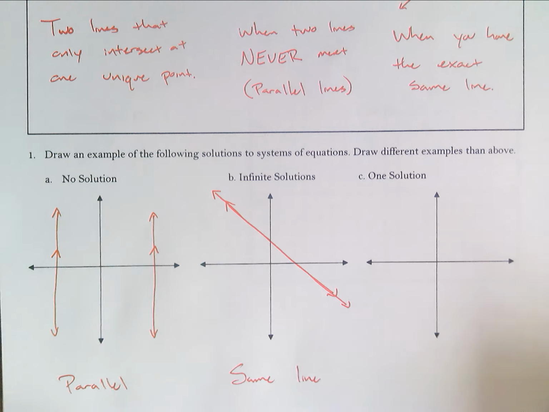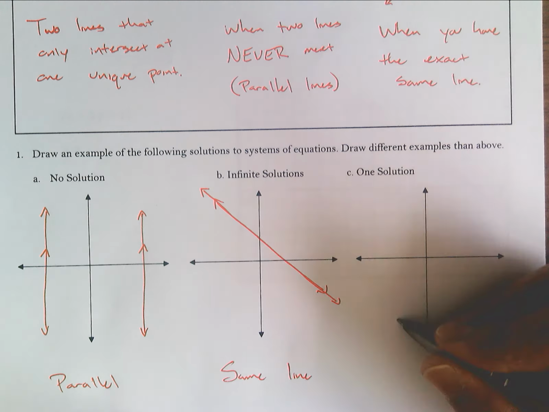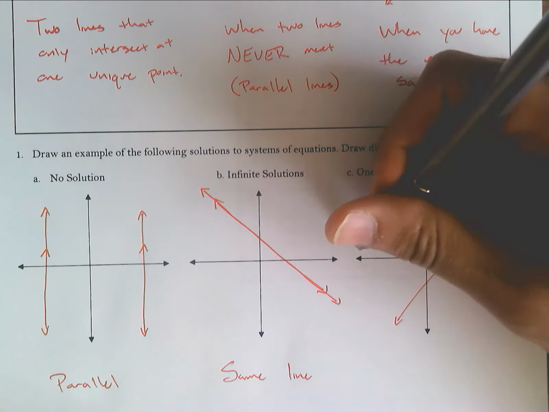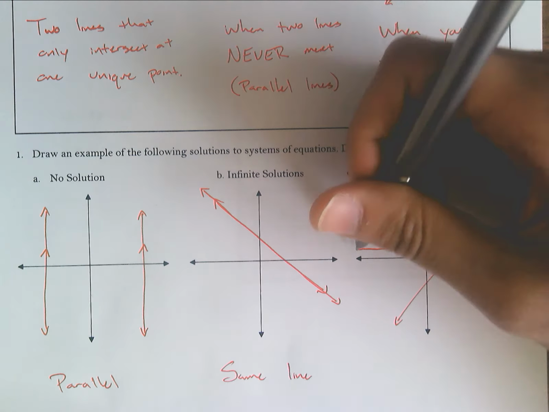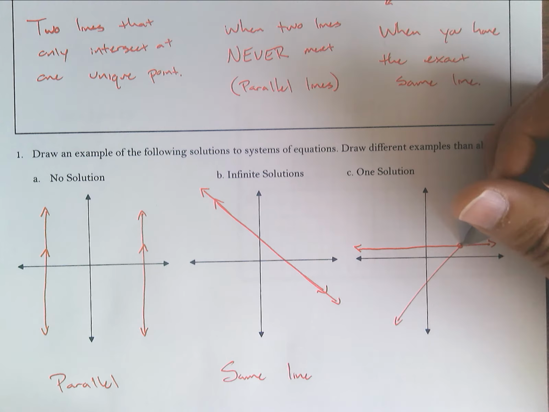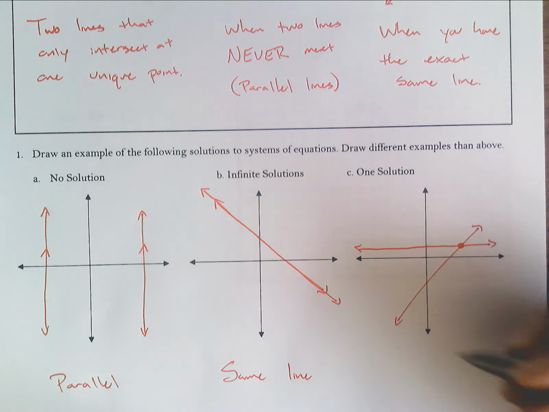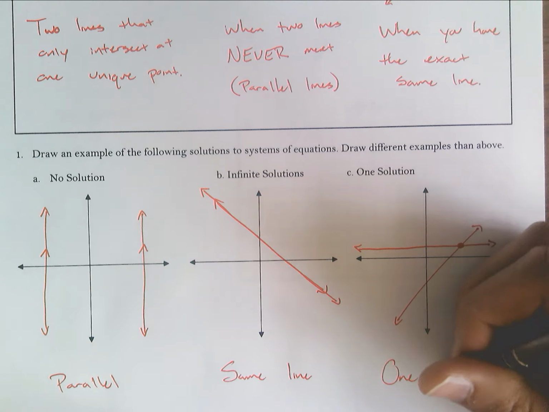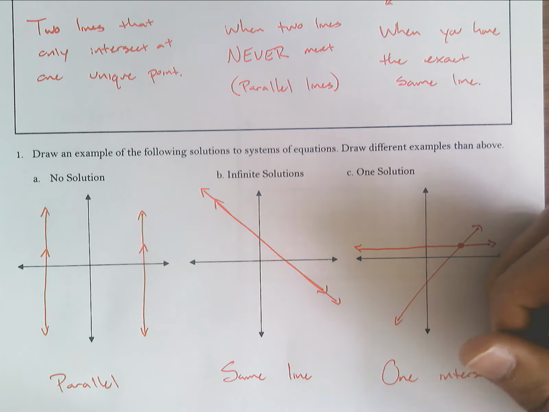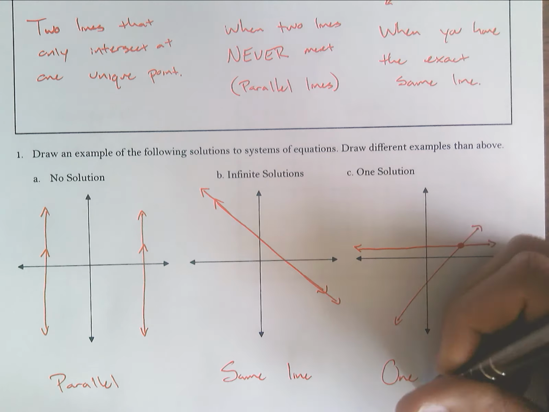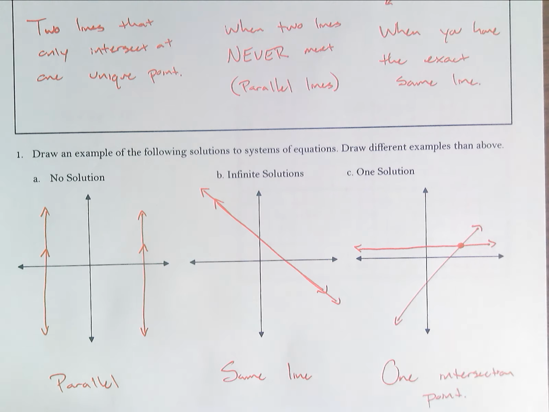And then last but not least, when we have one solution, say we have one line here, and then we'll say we have another line, we'll say it's a horizontal line. Our one solution is where they intersect. They have exactly one intersection point. Let's practice a few. Go ahead and flip the page.